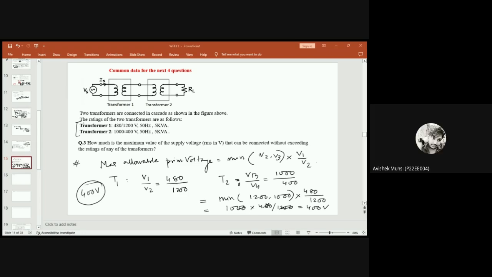The derivation is not so big here. This is V1 and the secondary side is V2. What will be the maximum primary voltage? You are asked for that. Here it is V1, here it is V2, and this one is V3. In this common node, we have to take the minimum of V2 and V3, and the rest is the same. You have to multiply it with the turns ratio, which should be V1 by V2, right? It's not a big deal.